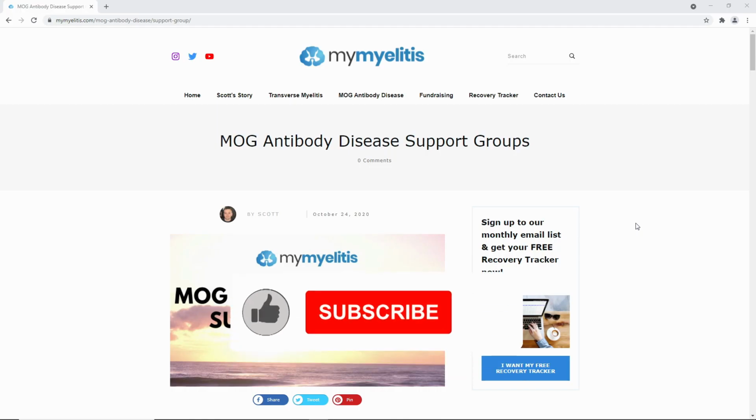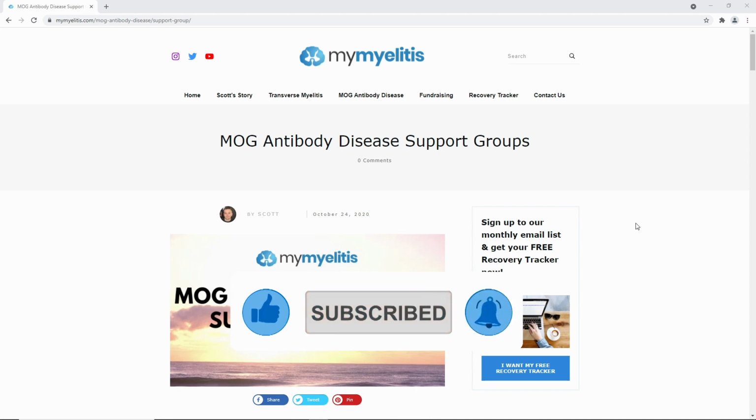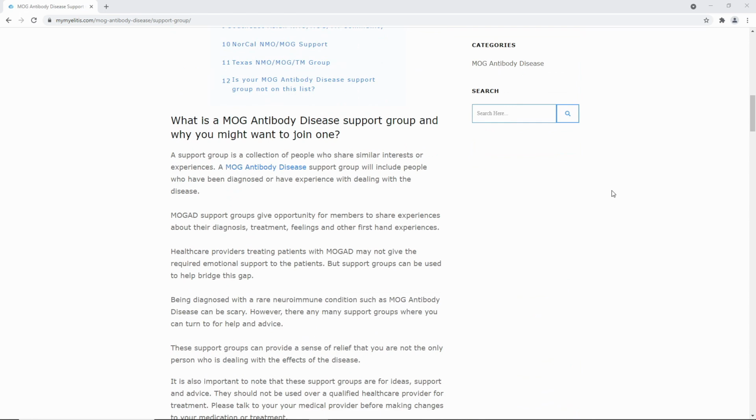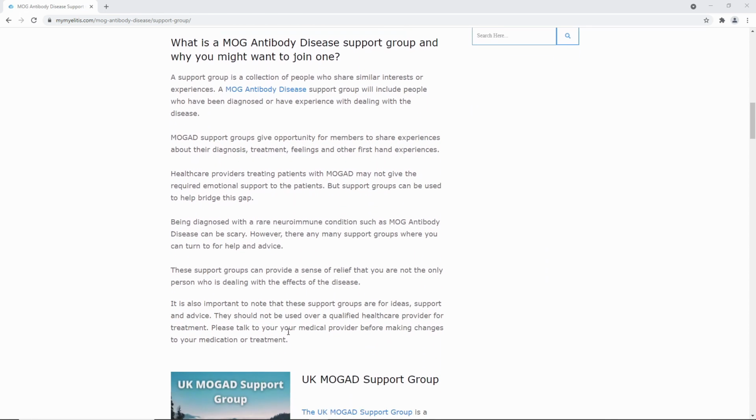Okay, so this is the MyMyelitis MOG antibody disease support group post, where I basically keep this updated with all the support groups which are available for the condition. And before we start looking into the groups, I'll scroll down and read one important thing which I haven't mentioned yet, just in this paragraph here. It's also important to note that these support groups are for ideas, support and advice, and they should not be used over qualified healthcare providers for treatment. Please talk to your medical provider before making any changes to your medication or treatment or recovery plans.